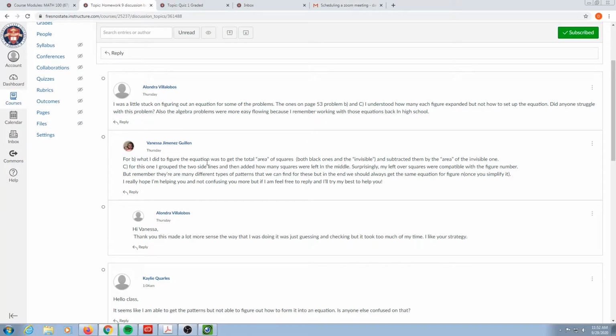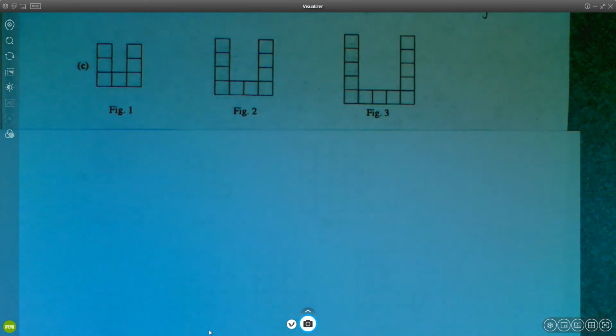So Alondra asked about 53 part C, and Vanessa's saying, for this one I grouped the two side lines and then added how many squares were left in the middle. And then surprisingly, my leftover squares were compatible with the figure number. Okay, so let's use Vanessa's number pattern there.